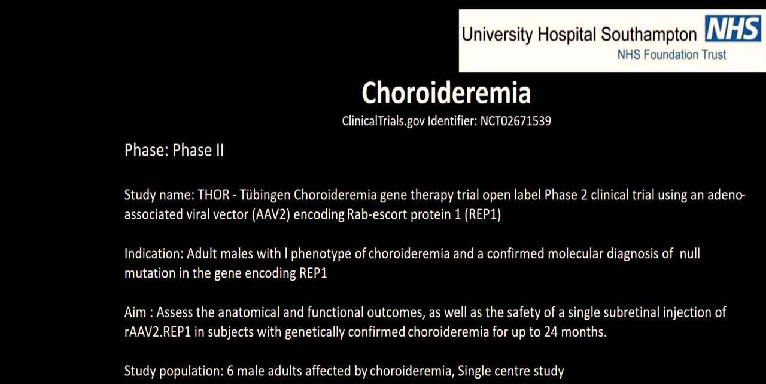Moving on to choroideremia, we know it's an X-linked disorder, and it affects the REP1 gene, which is your RAB escort protein. The phase two study is recruiting at the moment. I think they've just finished the recruitment, so we wait for the results. In this, they are looking at the anatomical and functional safety at 12 months' time. But again, these are subretinal injections.